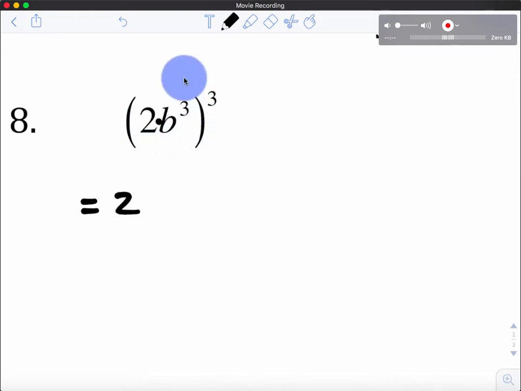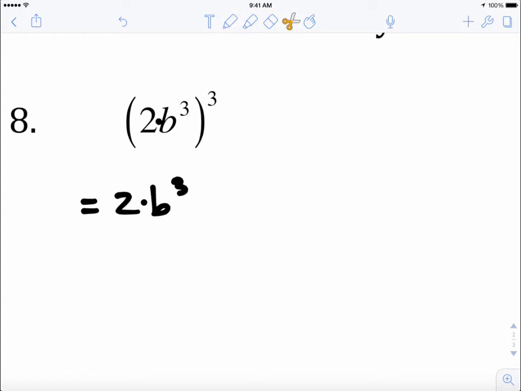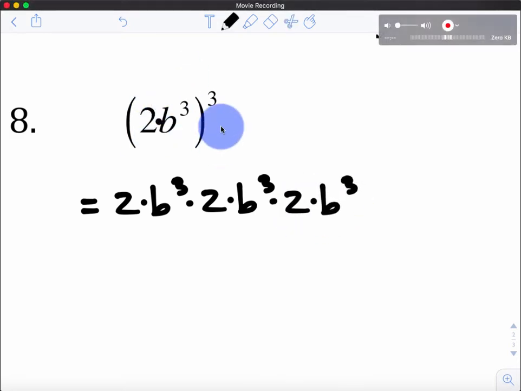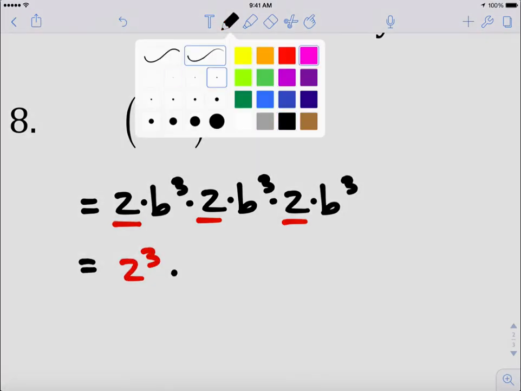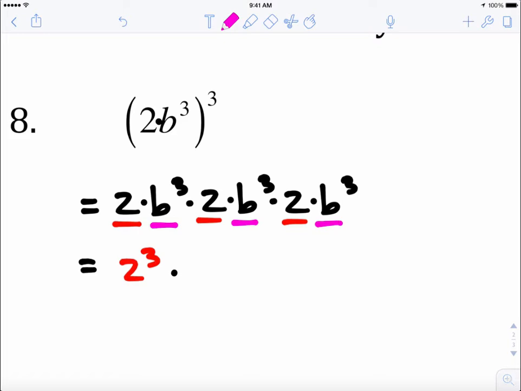So we've got 2 times b to the third, and well, we're going to multiply that by itself 1, 2, 3 times. Well, that's all I did is I just took this 2 times b to the third and multiplied by itself 1, 2, 3 times. And what do we end up with? Well, I think we've got, let's see, 2 times 2 times 2, so 2 to the third multiplied by b to the third times b to the third times b to the third, b to the ninth. So I think our grand sum in this case is 2 to the third times b to the ninth.